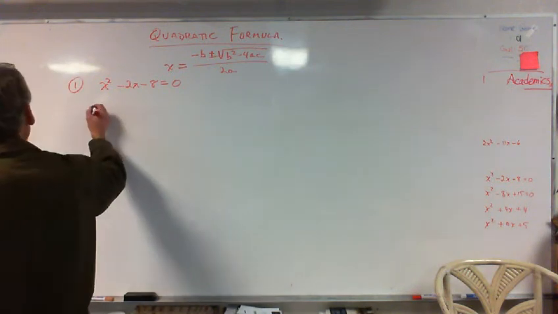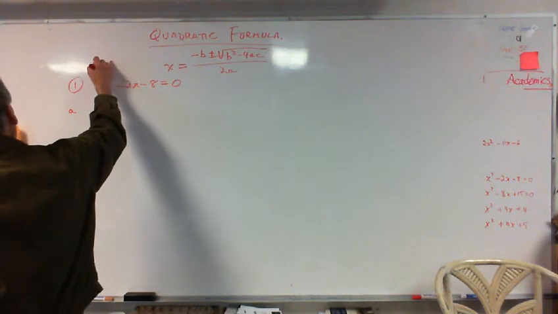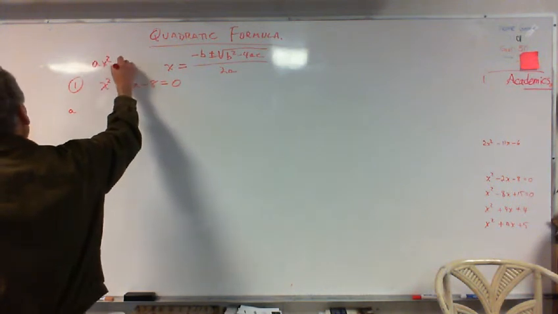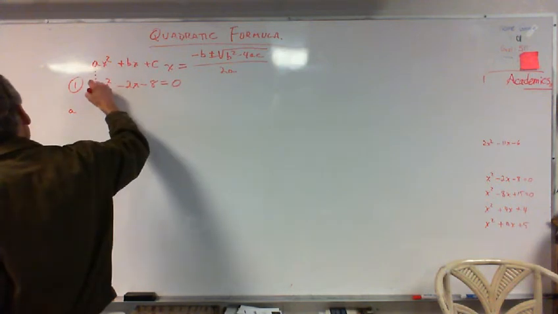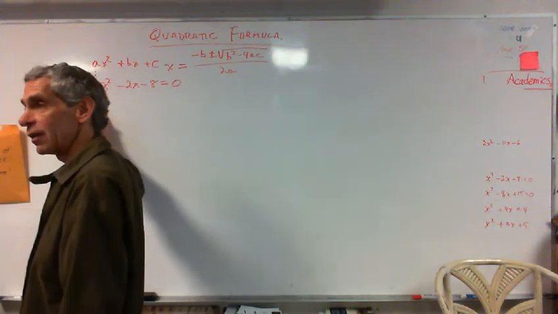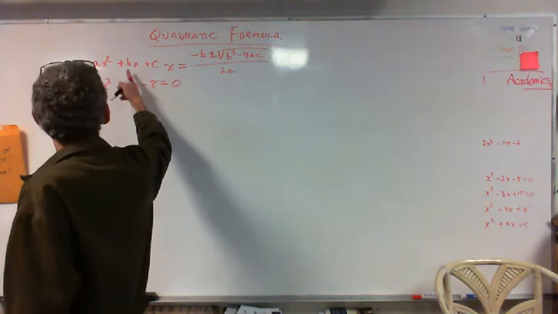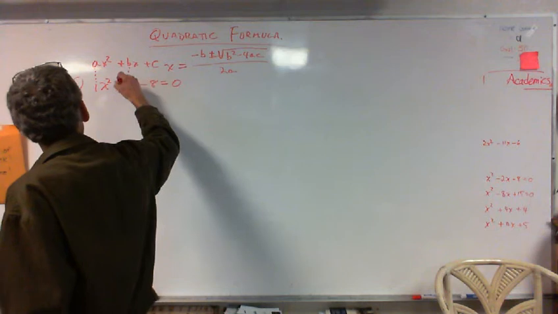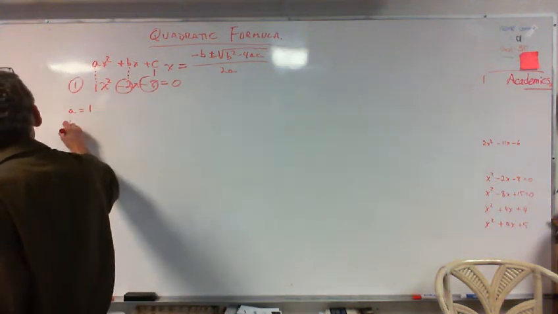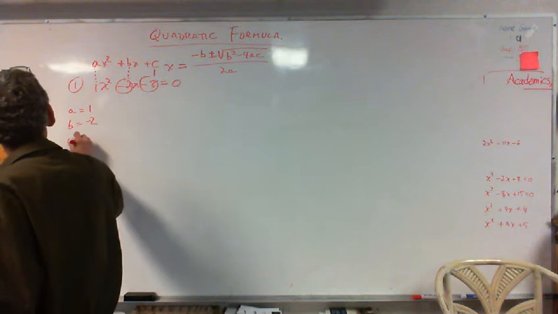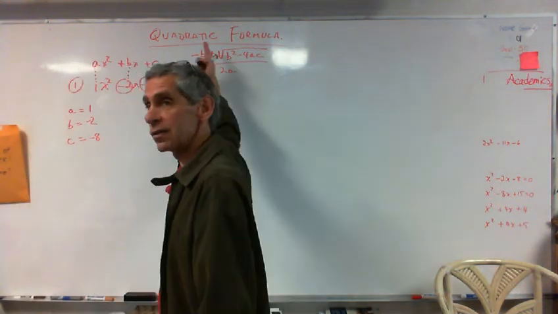So a is equal to, remember the formula is ax squared plus bx plus c. So this is my a, which is a hidden 1, right? If there's nothing in front of the x squared, there's a 1 there. It's a hidden 1, okay? The b is negative 2, and the c is negative 8. So I'm going to say a is equal to 1, b is equal to negative 2, c is equal to negative 8. And I'm going to substitute these into this equation.